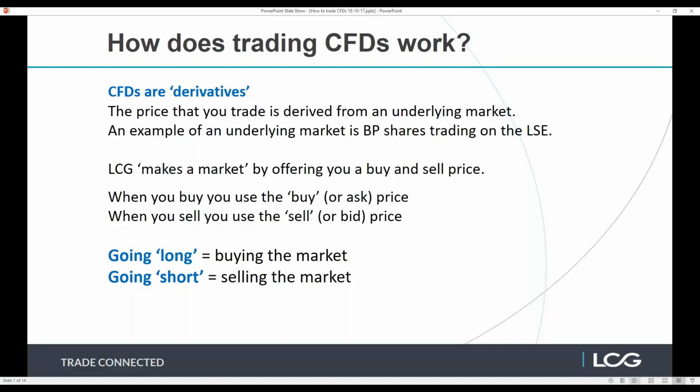So, as I mentioned earlier, LCG makes a market by offering you a buy and sell price. When you buy, use the ask. When you sell, use the bid price. So the way to remember which is you always get the worst price. Makes sense, right? You're basically always going to have to buy at the higher price and sell at the lower price of the two. And yeah, just a quick reminder that going long is buying a market, going short is selling a market.